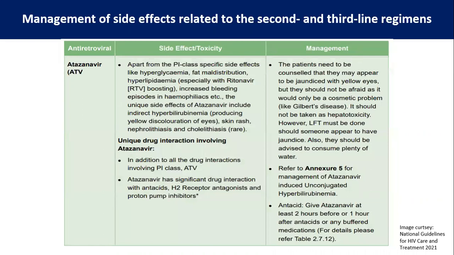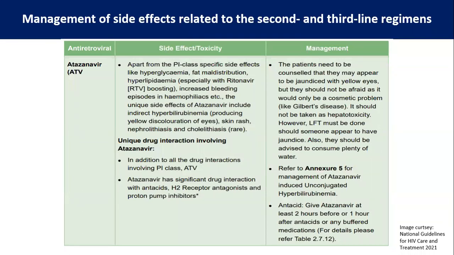Now, atazanavir with ritonavir: we know the unconjugated hyperbilirubinemia, fat maldistribution, and hyperlipidemia. These happen with all the PIs, but unconjugated hyperbilirubinemia is more common and is unique to atazanavir ritonavir. There can also be increased bleeding episodes in hemophilics. The patient may not want the hyperbilirubinemia because of cosmetic reasons, but we need to reassure them that this is not going to affect them.